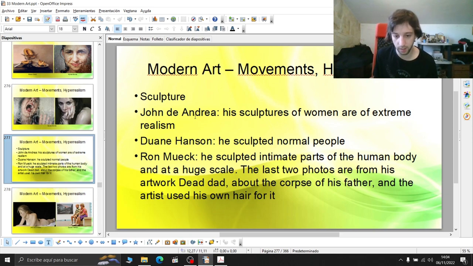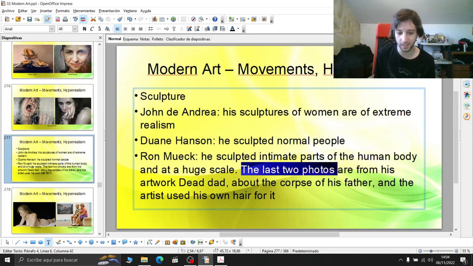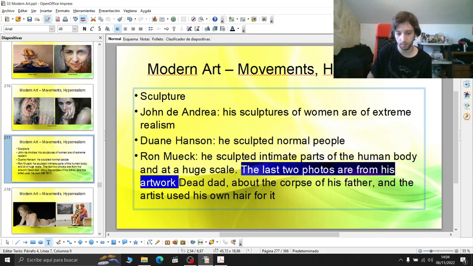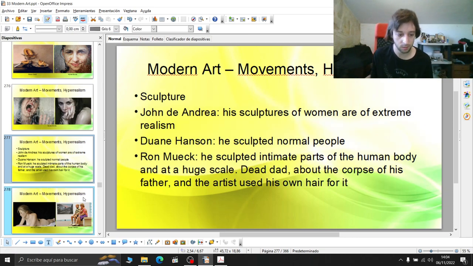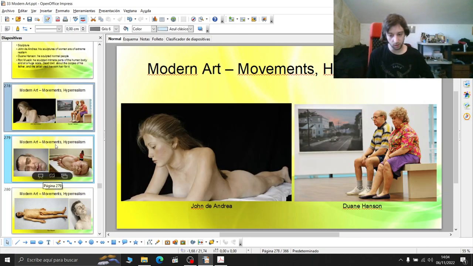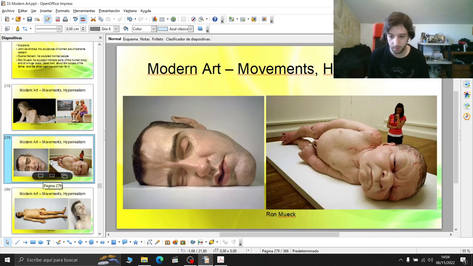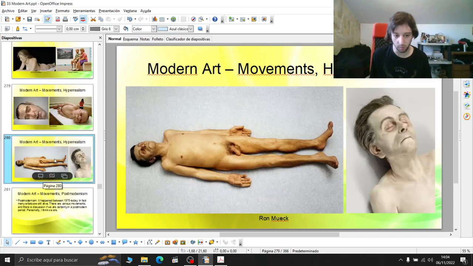Sculpture with John De Andrea. His sculptures of women are of extreme realism. Duane Hanson, he sculpted normal people, and Ron Mueck, he sculpted intimate parts of the human body and at a huge scale. The last two photos are of his father, from his artwork Dead Dad, about the corpse of his father, and the artist used his own hair for it. John De Andrea, Duane Hanson, you see this? It looks like people, but they are sculptures. And Ron Mueck.